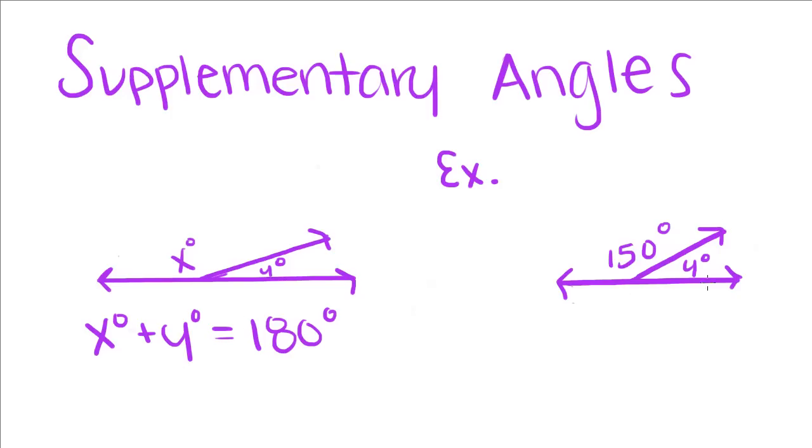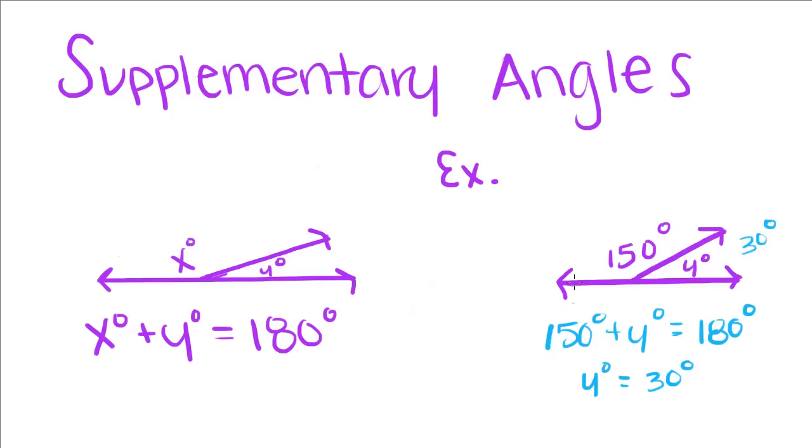So over here we have two angles, and we know that one angle is 150 degrees, and we're trying to find out what y equals. Since they are supplementary angles, we can add them together and set it equal to 180 degrees. If we subtract 150 from both sides, we know that y is equal to 30 degrees, because their total must be 180.